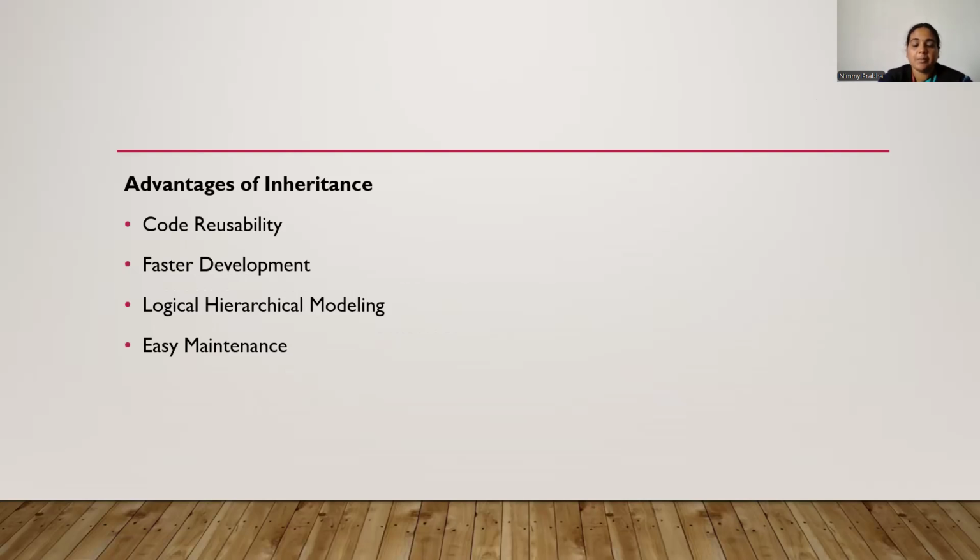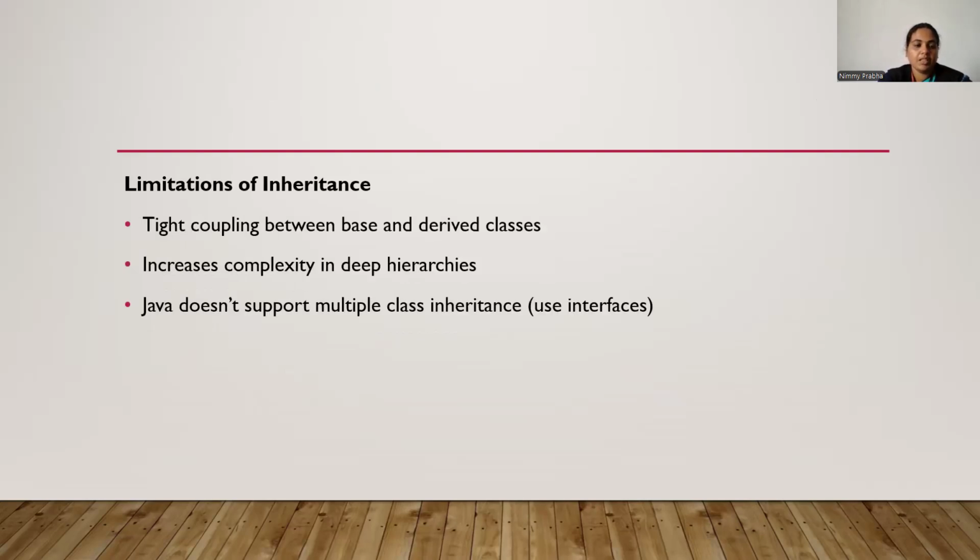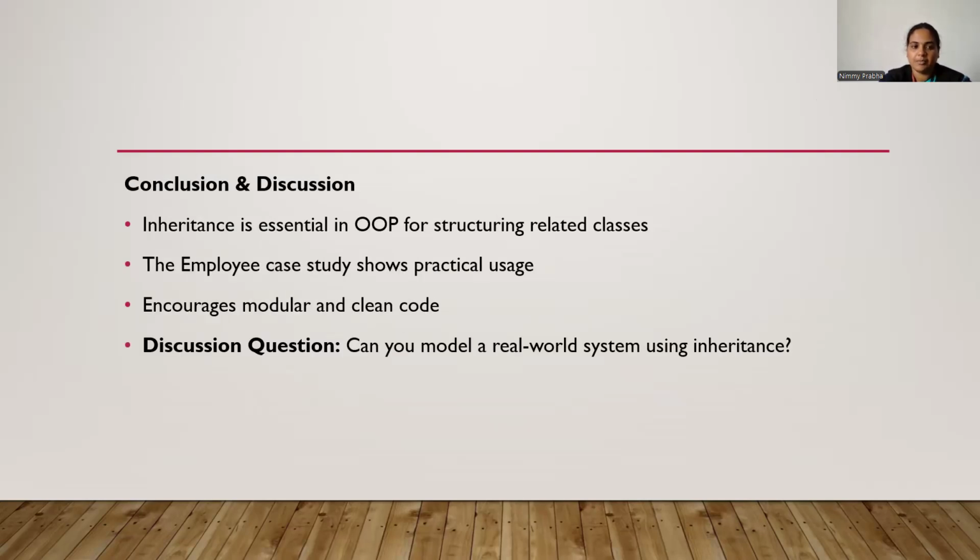Then the advantages of inheritance. The main advantages are code reusability, faster development, logical hierarchy, and easy maintenance. The main things are reusability and faster development. The limitations of inheritance are tight coupling between the base and derived classes and increased complexity in deep hierarchies. Some classes inherit properties from so many base classes that it becomes complex.